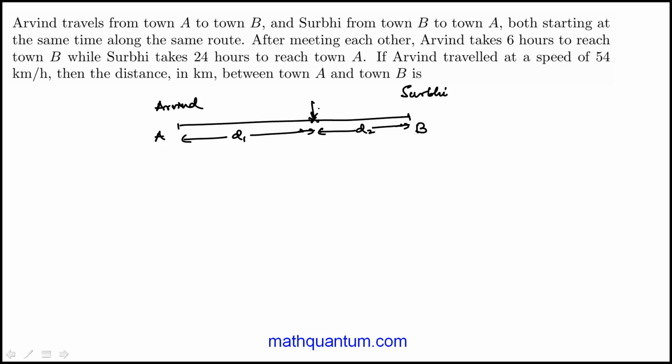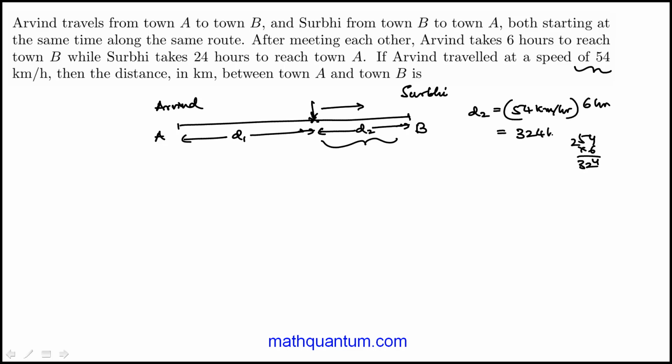Now they continue here past this point, so Arvind would have traveled this distance D2 at 54 kilometer per hour and takes 6 hours. So that gives me this distance D2. And if you calculate this, this is 324 kilometers. So we know that distance.